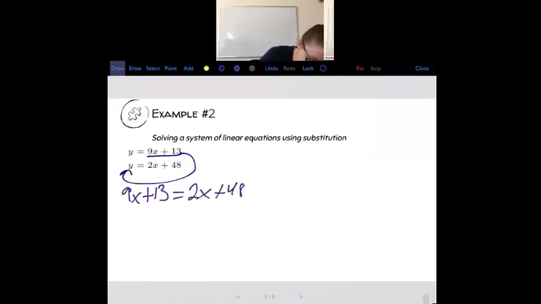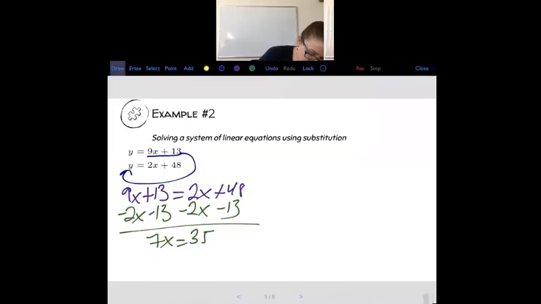Okay, so then we subtract 2x from both sides, and I'm also going to subtract 13 from both sides to get 7x is equal to 35. And we solve for x, so we get x is equal to 5. And again, you can plug in x equals 5 into the first or the second equation. Either one is totally fine.